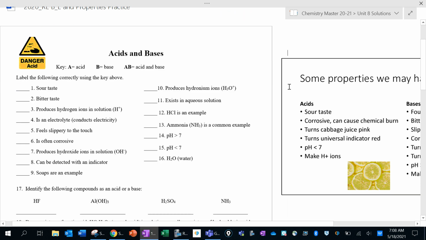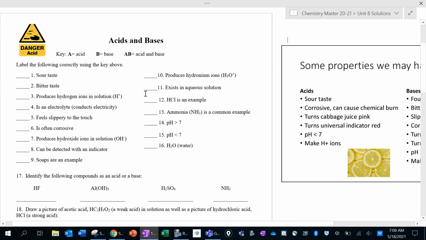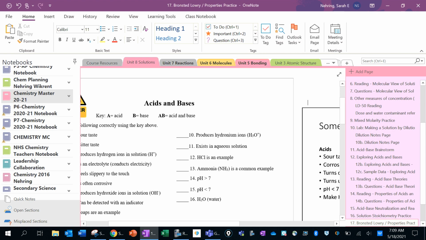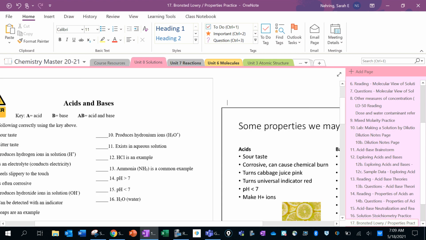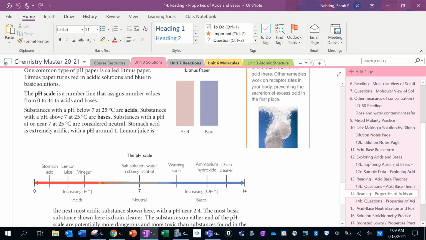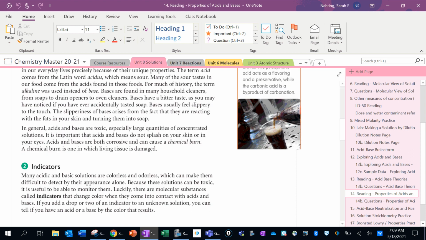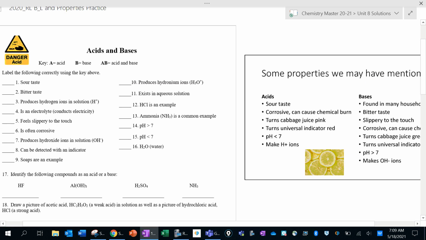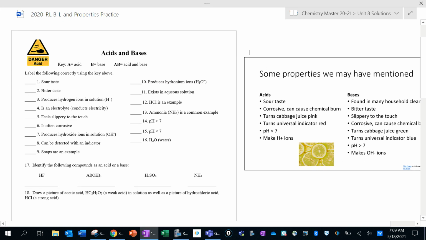So on the top here, we've got some practice identifying properties of acids and bases. This is something that we could pick up from either our experience in the lab and also the reading that we did. There is some reading about properties of acids and bases. This has a lot of good information in it. So let's go back to where we were here. Okay, so I made a slide here summarizing some of the key things from the reading.